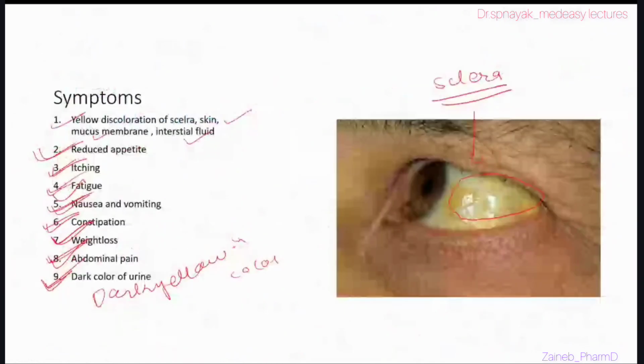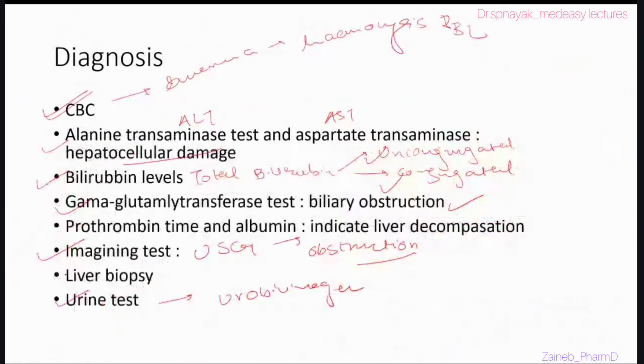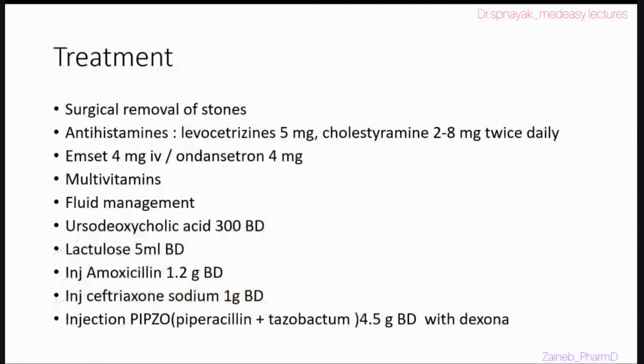Okay. Then lastly we have the liver biopsy, and we have the prothrombin time and the amount of albumin. So that indicates the liver decompensation and the synthetic function of the liver. And then we come to the treatment. Mainly, the treatment of jaundice is done on the basis of cause.